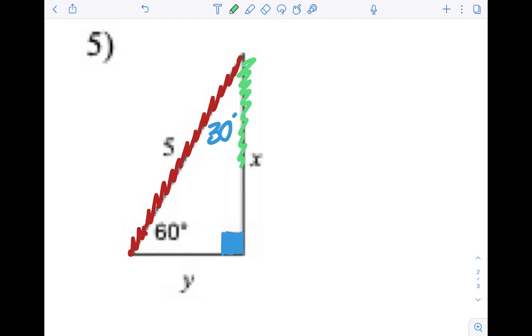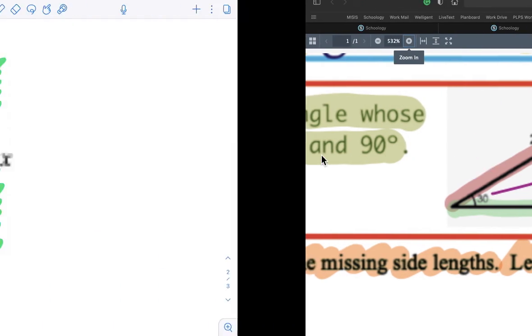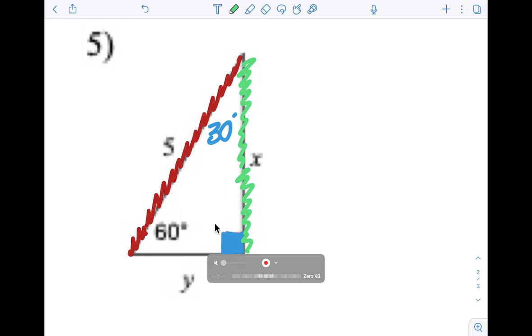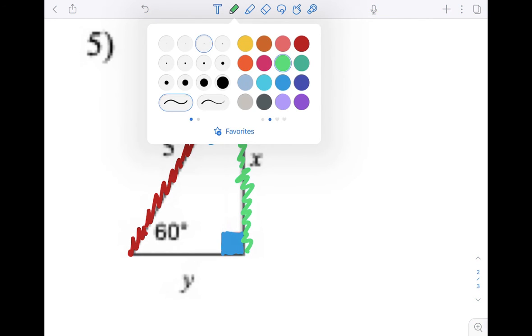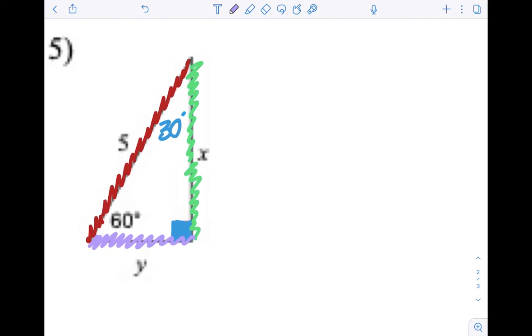Okay. So look at that. And then my other side is purple. Across from the 30 is purple. So we're going to pick purple here. And there you go. So let's start comparing with our 30, 60, 90 triangle, right?